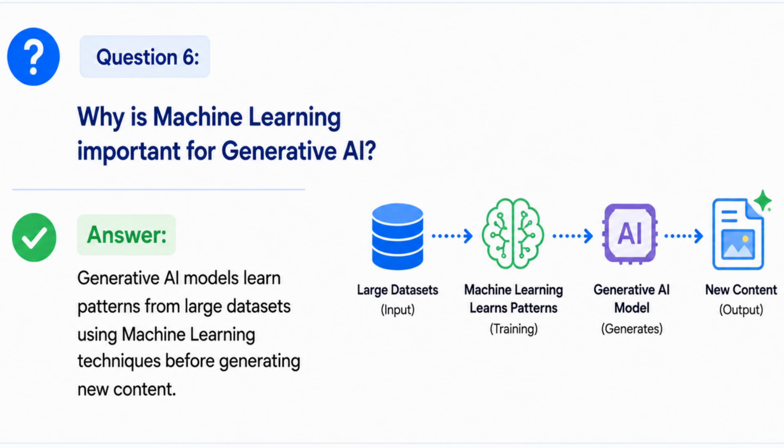Now move to question 6. Why is machine learning important for generative AI? Answer. Generative AI models learn patterns from large data sets using machine learning techniques before generating new content.